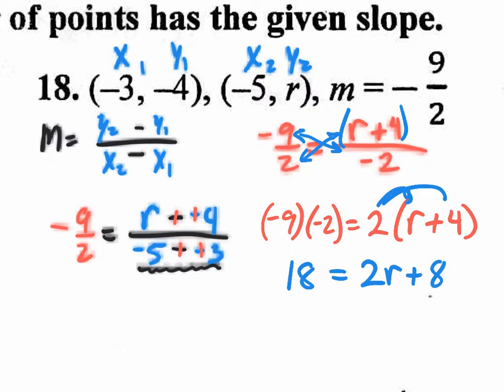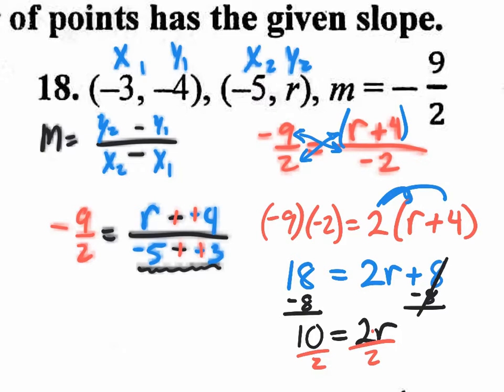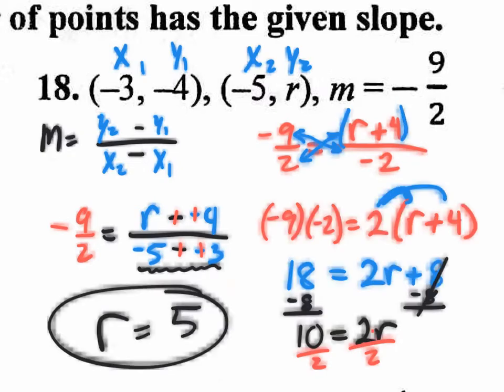See, cross multiplying is not bad at all. I think it's even easier than getting rid of the fractions. So let's get rid of the 8 now by subtracting 8 on both sides. Subtracting 8, I'm going to have a new equation that says 10 equals 2r. What would my final step be? Divide to get rid of that multiplication of 2. Divide by 2. So your final answer is r equals 5.